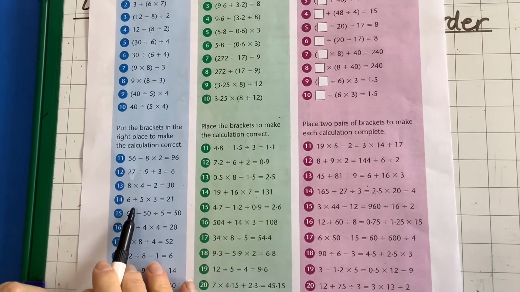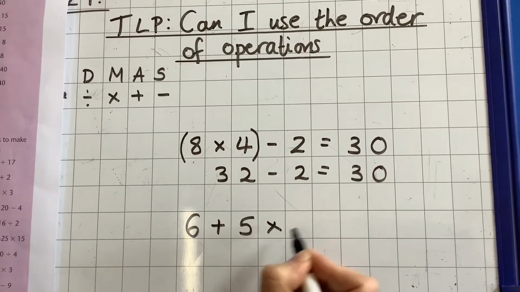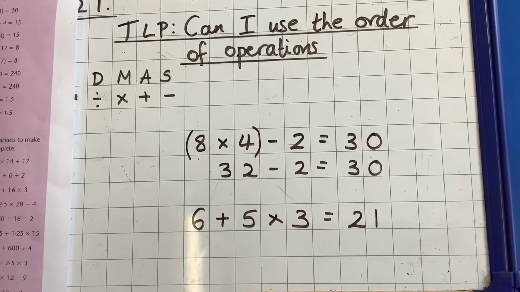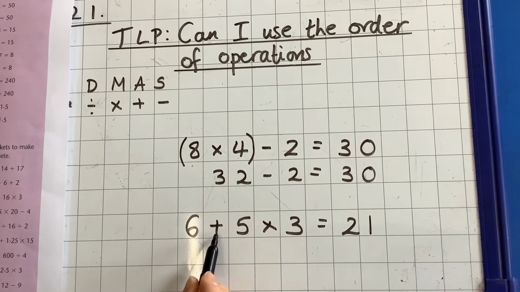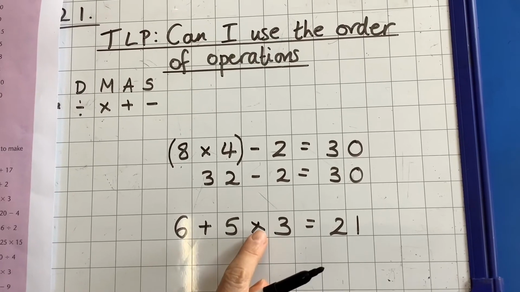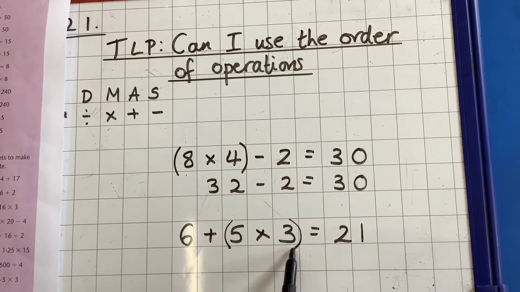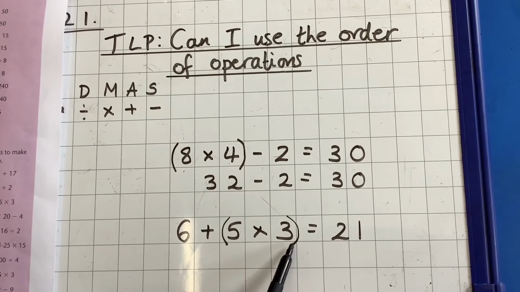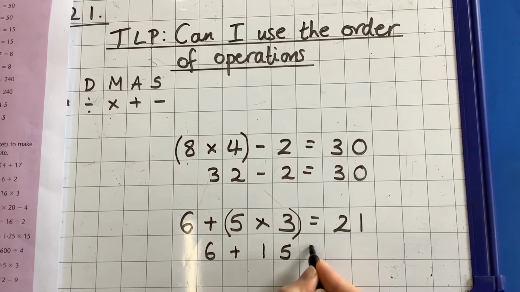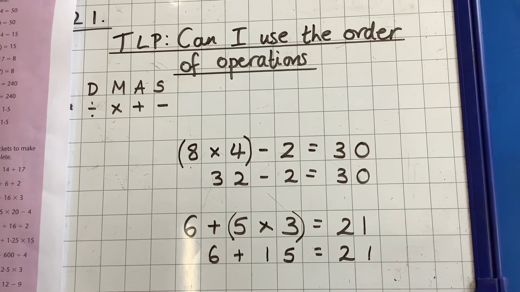Let's try another one: 6 plus 5 times 3 equals 21. This one might be a little more tricky, because 6 plus 5 is 11, times 3 is 33. So what about if I did 5 times 3 is 15, adding on the 6? That means the brackets need to go here. I need to work out this bit first, because that's 15, and I know 6 plus 15 is 21. So be careful of where the brackets need to go.